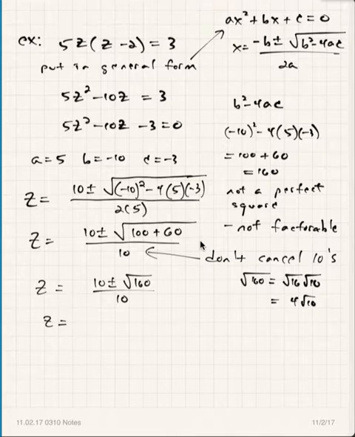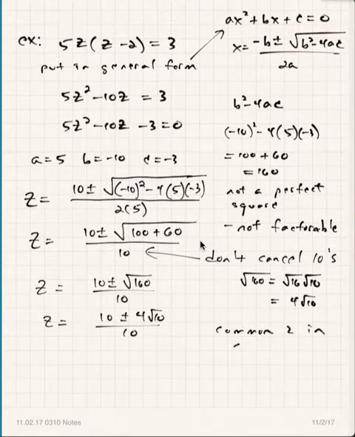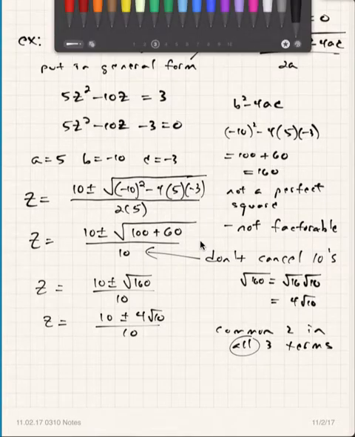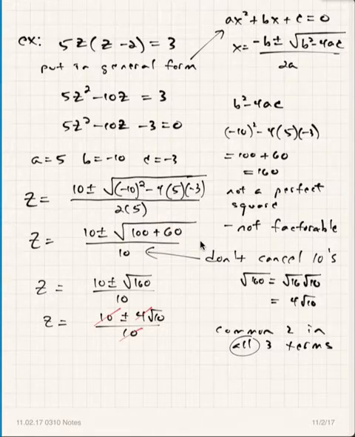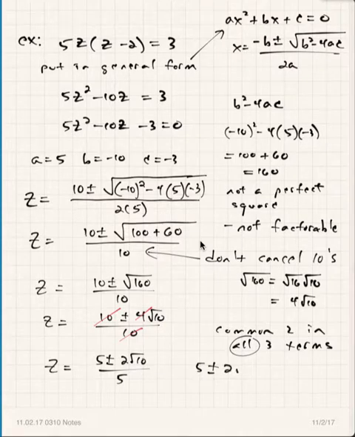Are you sure? I'm sure. Okay. So you have 10 plus or minus 4 square root of 10 over 10. And now you can cancel because there's a common 2 in all 3 terms. The key there is the word all. It's got to be in all of them. And so I can cancel it out. And so you get z equals 5 plus or minus 2 square root of 10 over 5. And those are the solutions to this quadratic. All right, so hopefully we are good there. Hopefully there's no questions on that problem.